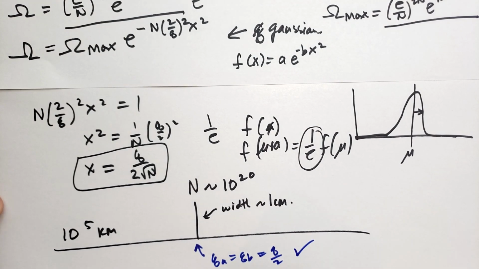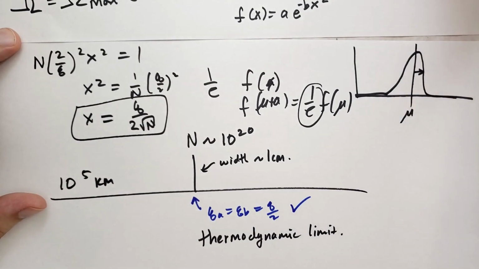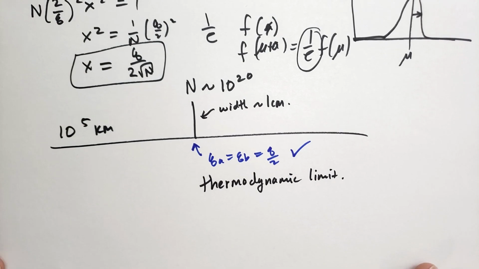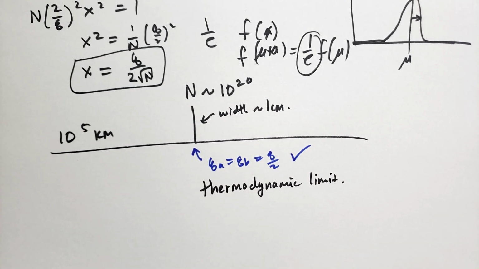You might hear somebody say the thermodynamic limit. And what the thermodynamic limit is, that's a fancy way of saying that we're dealing with numbers so huge that the probabilities, even though they exist, are so small that they're meaningless. We don't even think about them, okay?